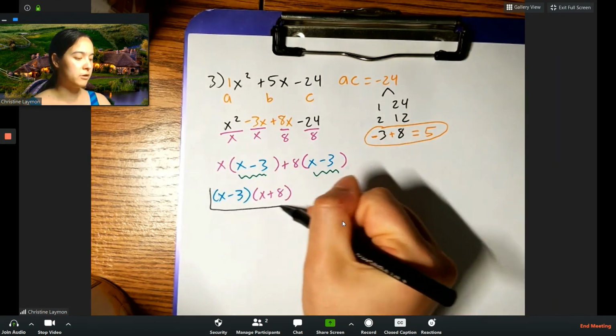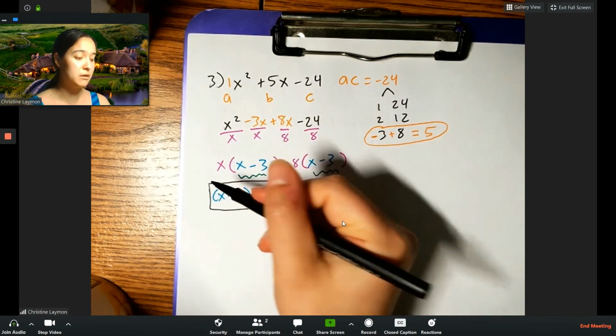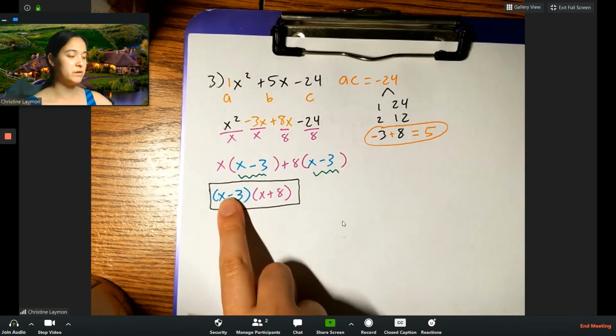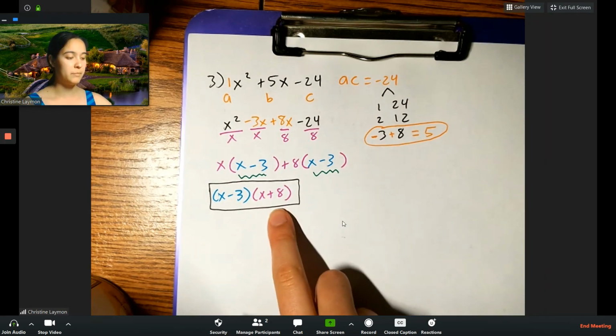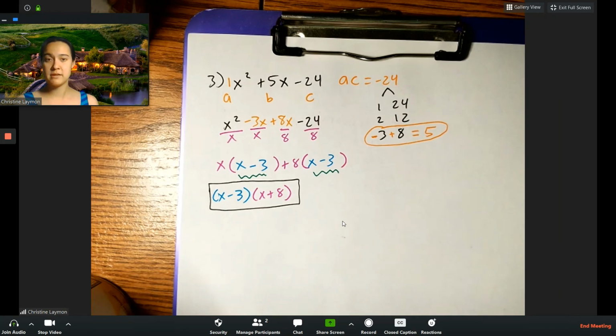If you go back and compare that to the shortcut, it matches up. That minus 3 is that minus 3. That positive 8 is that positive 8. So again, that shortcut works whenever the a value is 1. If the a value is not 1, then I'm afraid you can't use that shortcut.